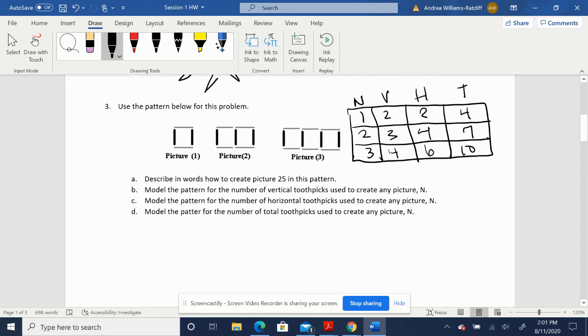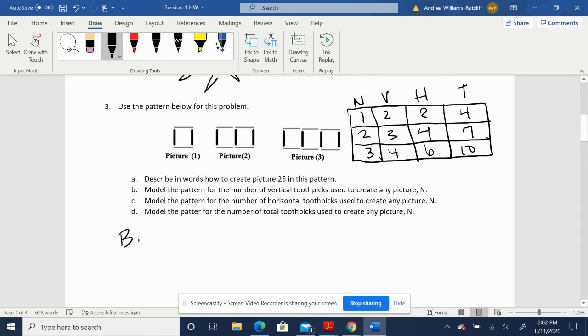Okay, so I'm kind of gathering some evidence here. I'm just getting some information for myself. So looking for B, it wants me to give some sort of a model, okay, or an expression. That's what a model is, for how many vertical toothpicks are going to be in any picture. Okay, so if I'm not talking about the first or the second or the third or the 50th, just any picture, how many vertical toothpicks are going to be there.